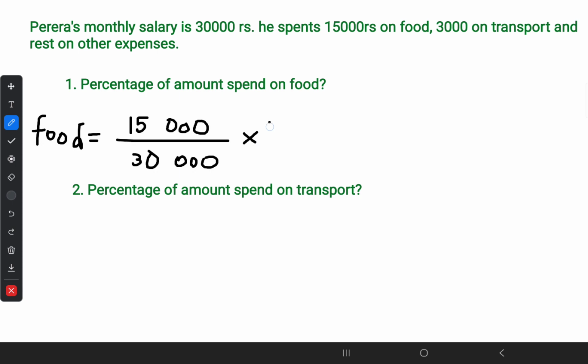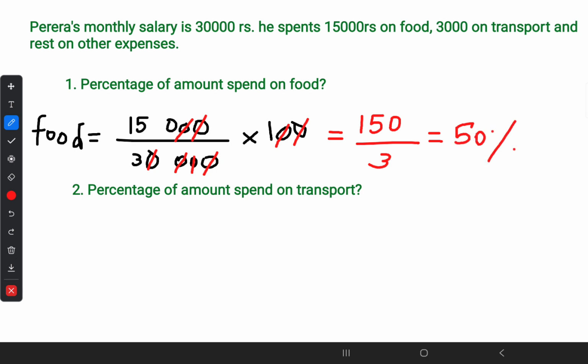Likewise, to find the respective percentage, multiply this with 100. That's all for our question. What I did first was just express the fraction. What is the amount he spent on food? That is our question. First, write the respective fraction. Then simplify the zeros. Then in the denominator, you will have only 3. In the numerator, you will have 150. 150 divided by 3 would be 50 percent. 50 percent of his salary is spent on food.